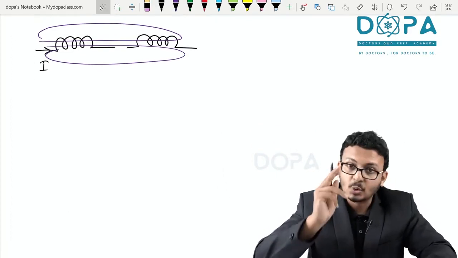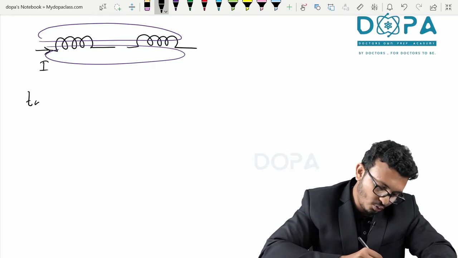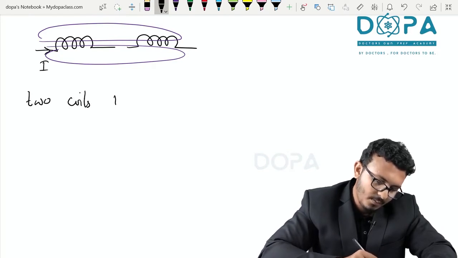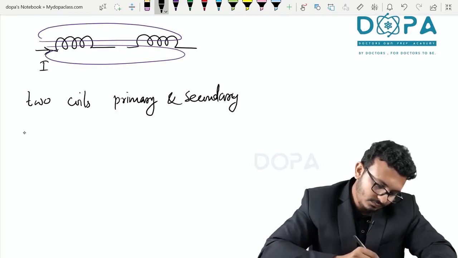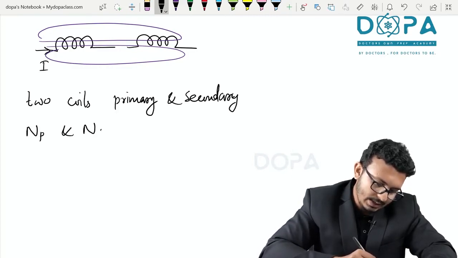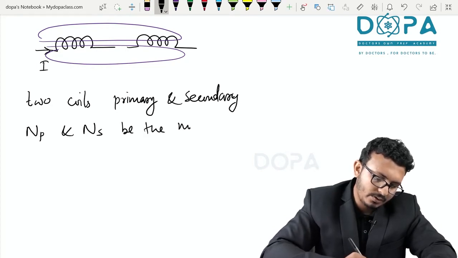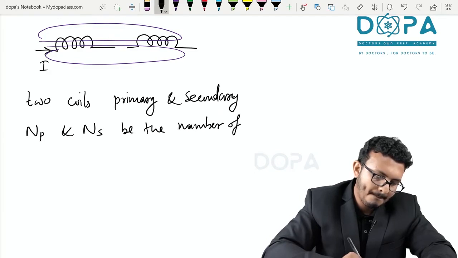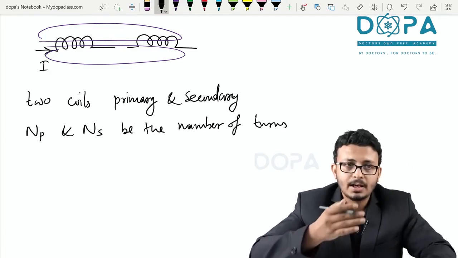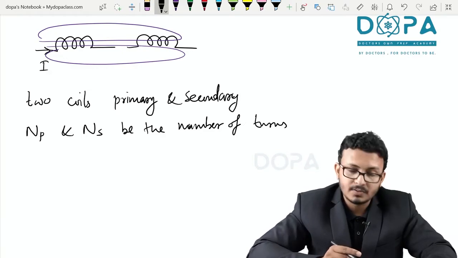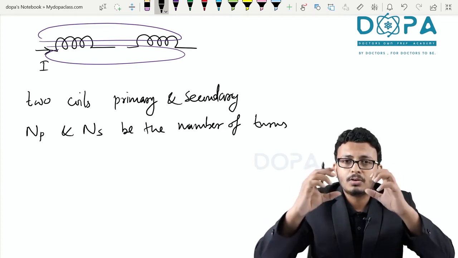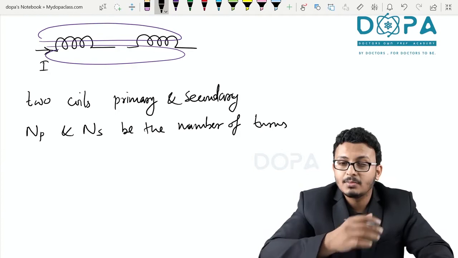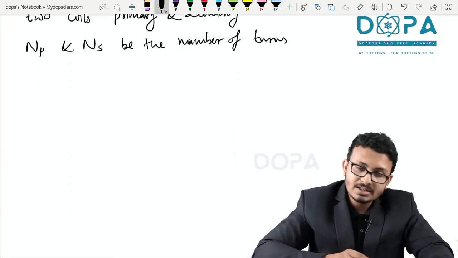So there will be two coils. We call them primary and secondary. Let NP and NS be the number of turns in each coil. NP is the number of turns in the primary and NS is the number of turns in the secondary. Now, how do we make these coils coupled together, to make sure that the entire flux in the primary reaches the secondary? There are two ways of winding it.